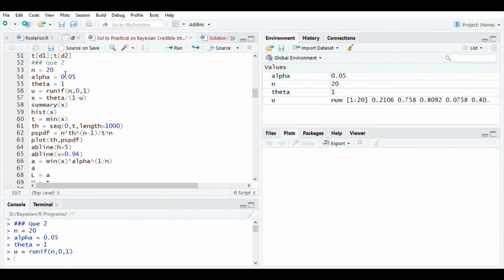So let us specify the sample size n as 20. Now we are looking for a 95% confidence interval, so we choose alpha as 0.05, theta as 1. Now in order to simulate a random sample from the theta by x square PDF, we have to invert it. So we apply the probability integral transformation. If we compute the CDF of the distribution, it will be 1 minus theta by x. So x will be simply theta upon 1 minus F of x.